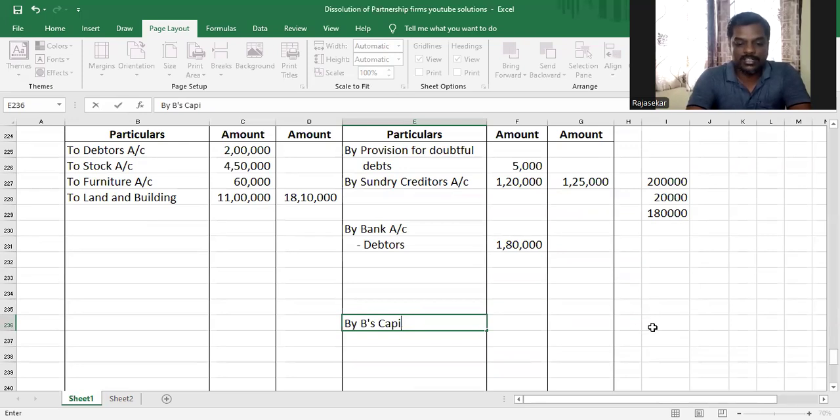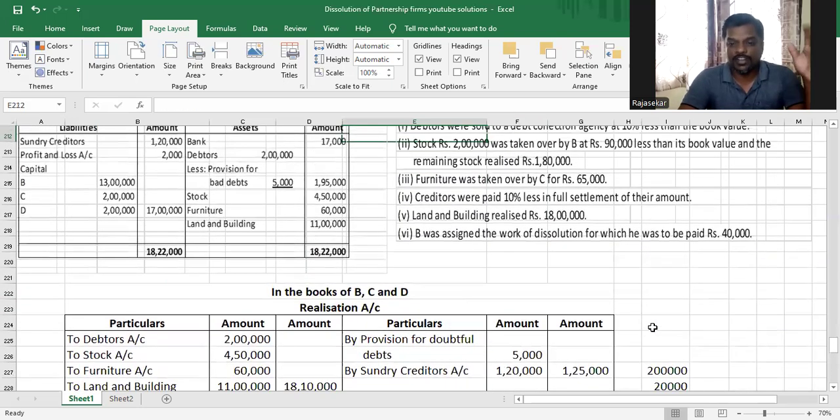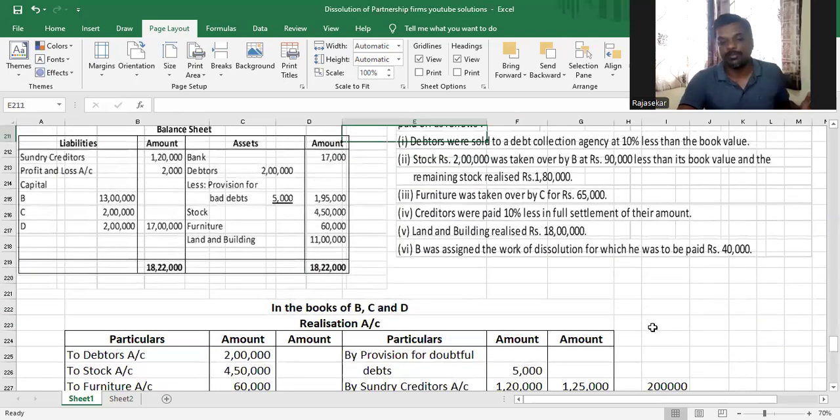If you notice, I'm leaving some lines below 'by bank' after debtors when I'm entering this. The reason being, there might be other assets that might be realizing, and I might be writing those things here. It's always safe to leave some 4 or 5 lines below 'by bank'. When partner takes over assets, such adjustments come, you leave 4 lines below 'by bank' and then record it.